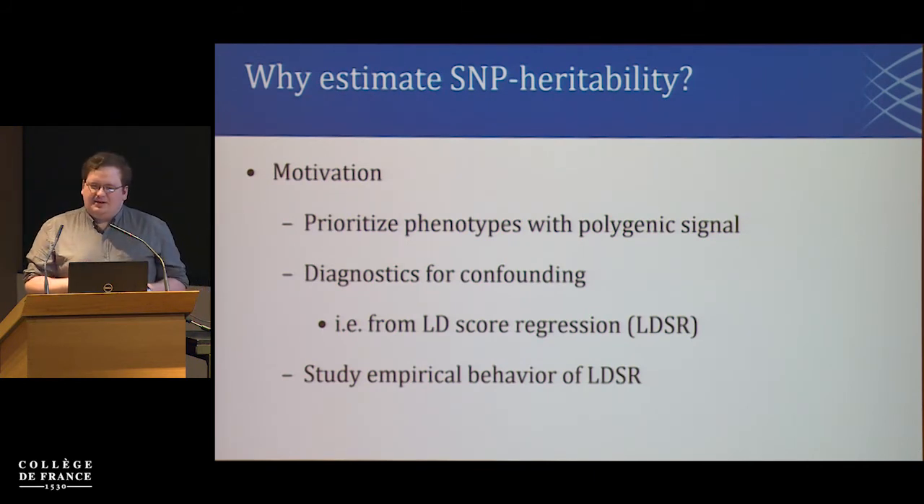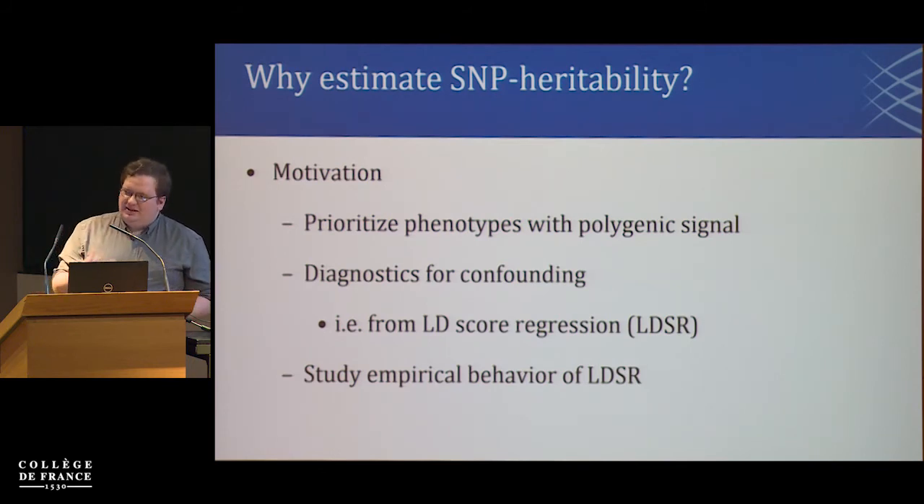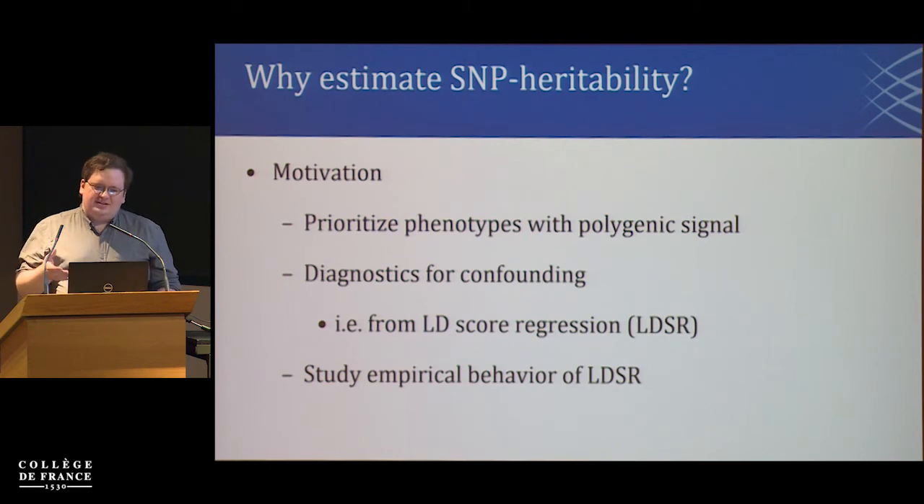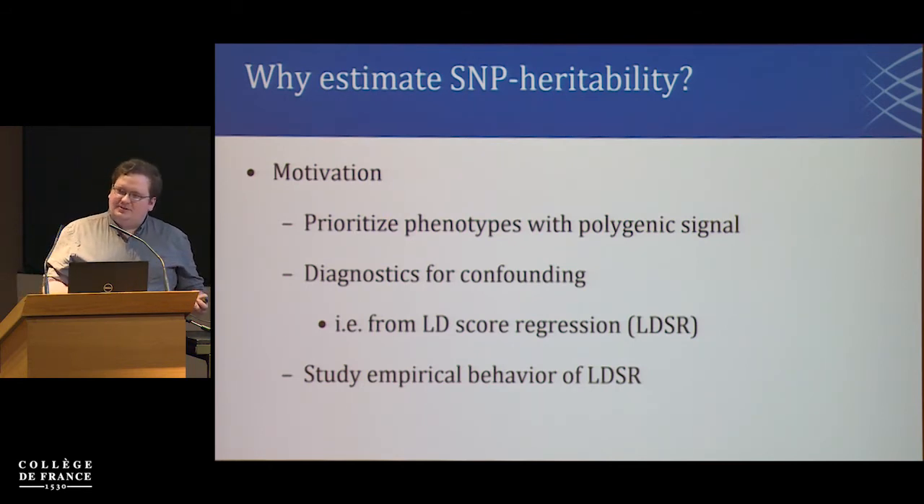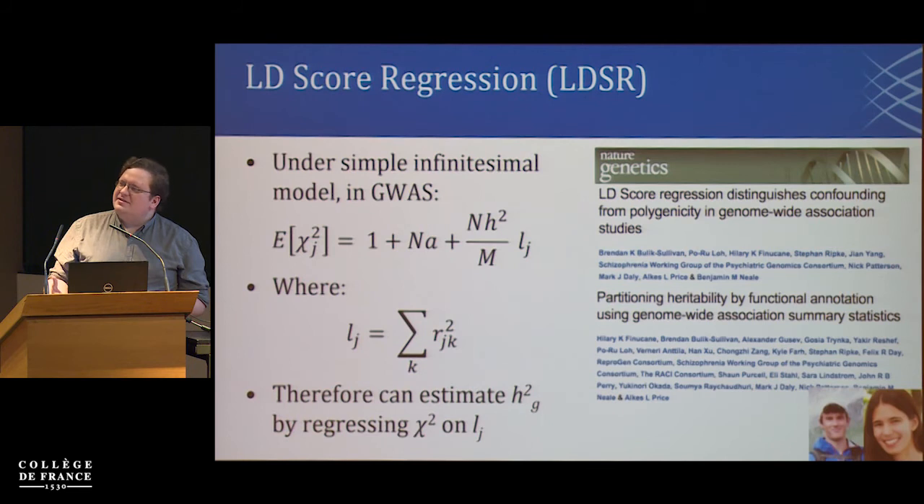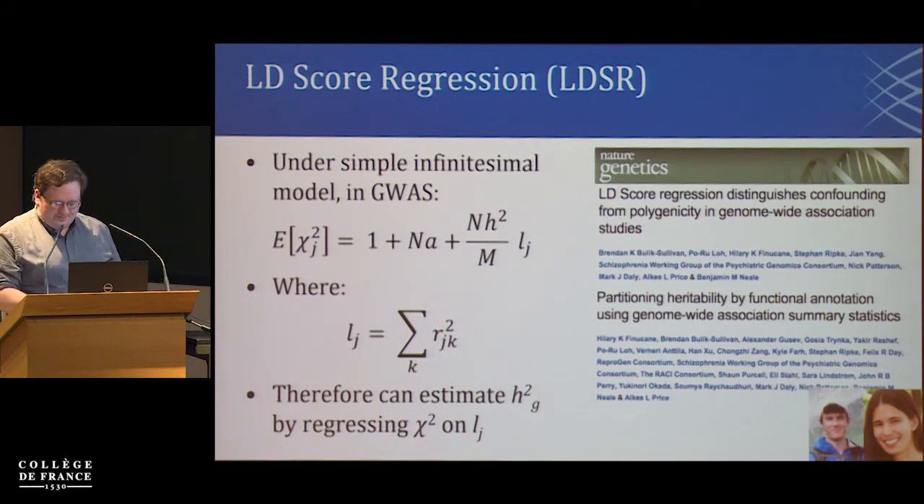Particularly this method of LD score regression is able to get at that. And on the flip side, having so many phenotypes to look at allows us to reassess our methods. How does this LD score regression method and other methods behave when we're looking at this many phenotypes? Can we see trends in how it behaves when we're looking across 4,000 analyses using the same method?